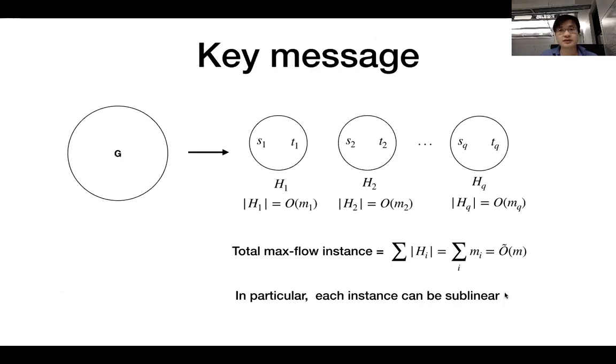So this concludes the high-level approach. The key message here is that if you want to do the full reduction to max flow, it's enough to just produce many instances of smaller size, or big size, with total size near linear.